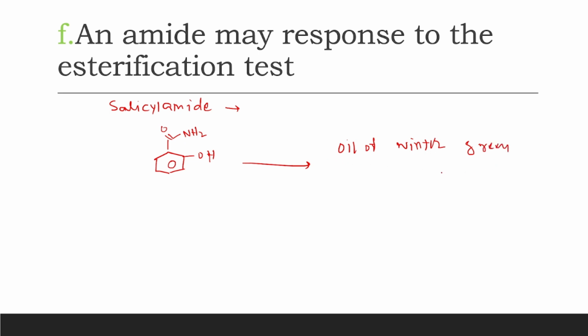Pause the video and write down in the comment section what is oil of wintergreen. Okay, oil of wintergreen is nothing but methyl salicylate, that is an ester. Methyl salicylate, that is this. This is known as oil of wintergreen.